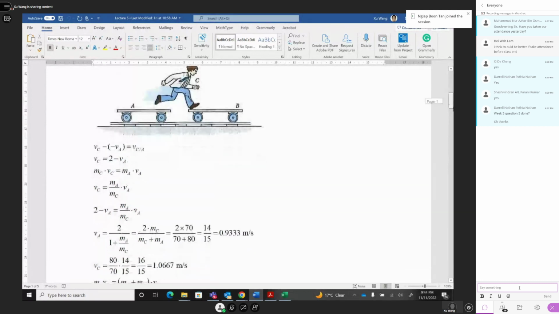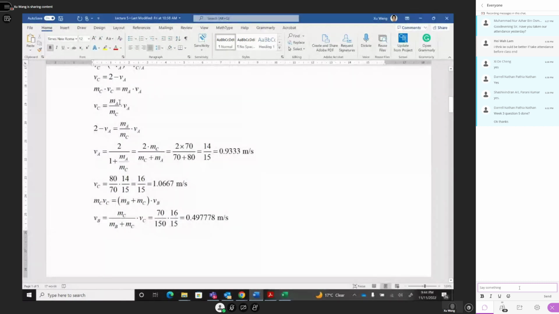After you know the VA, you can calculate VC, and then the second momentum conservation is MCVC equal to, after landing on the car C, MB plus MC together, multiplied by VB. And from here, you calculate VB. You divide by this mass, you know the VC already calculated, then you get the VB. That's how you solve for VA, VB, VC. That's how you solve this problem.